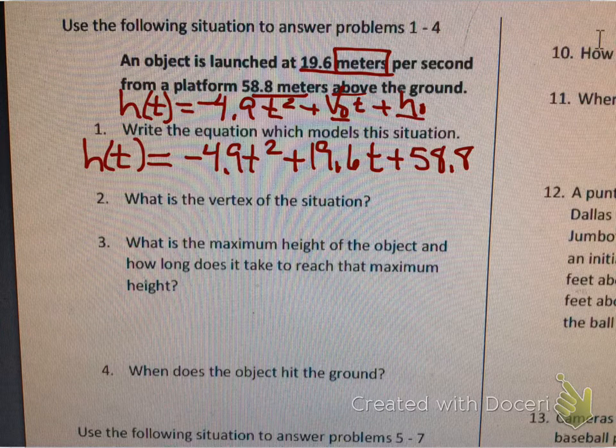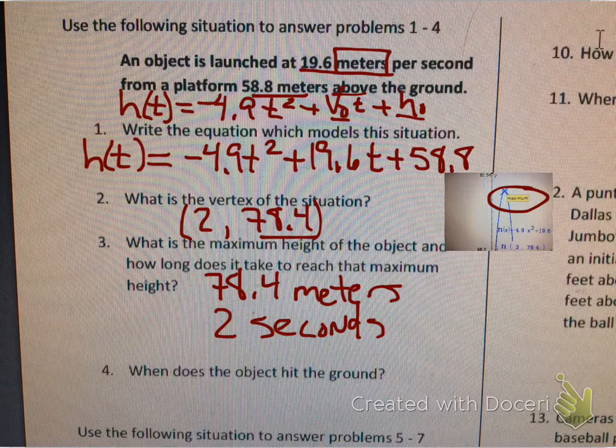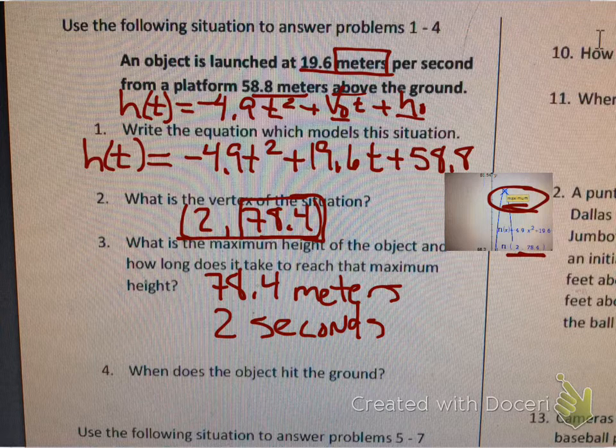Okay, so I took a picture of the maximum when I found it, and you can see here it's 78.4. So when it says maximum, that's your vertex. What is the maximum height of this object? Obviously, this would be the height, and then the other thing would be the time. So it was 78.4 meters high, and it reached the maximum at 2 seconds.